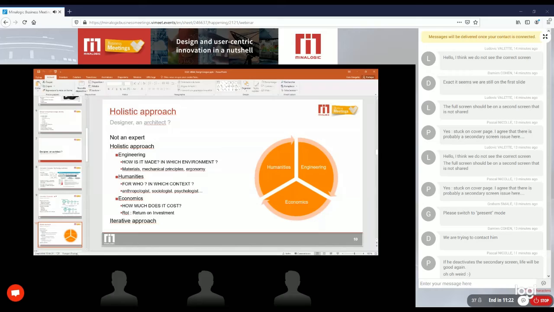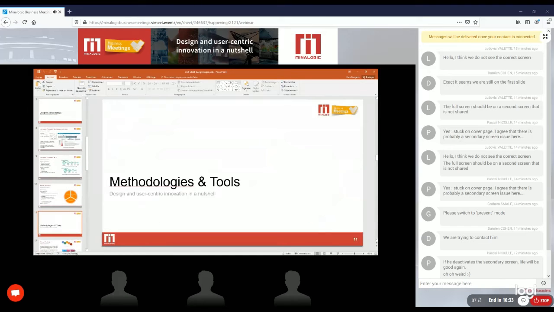And the third and last part is the economics one. The designer must be the paragon of the cost of your product or your services, and assure a return on investment. This last part is less known, but it's perhaps the most important, because it determines how you can or can't do what you want to do. And we will see also that this approach is almost iterative. Next slide, please. So now we are going to switch to the methodology and tools.